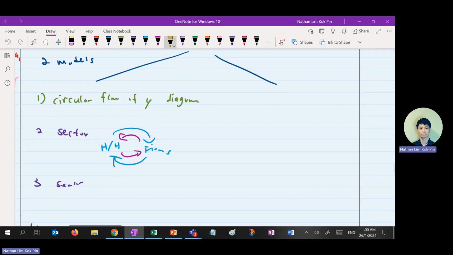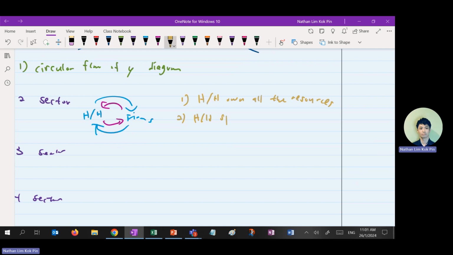You also need to know the assumptions. What are the assumptions for the 2 sector circular flow of income diagram? Households own all the resources. If you want to flex, the resources include land, labor, capital, and entrepreneur. And households spend all of their income. This is for 2 sector.